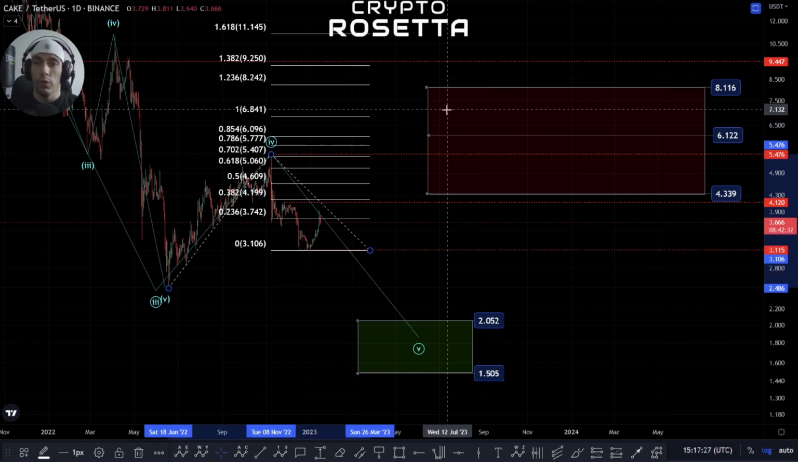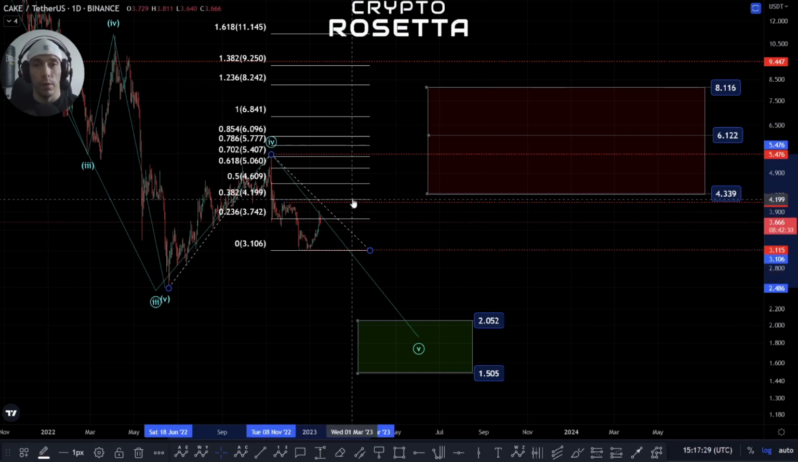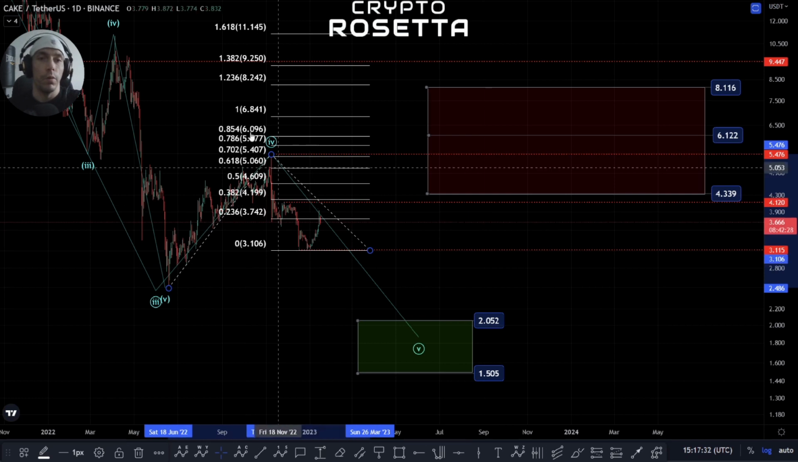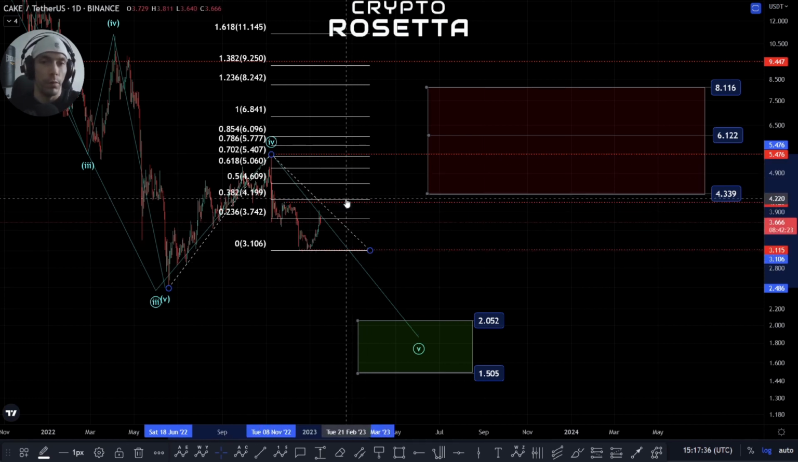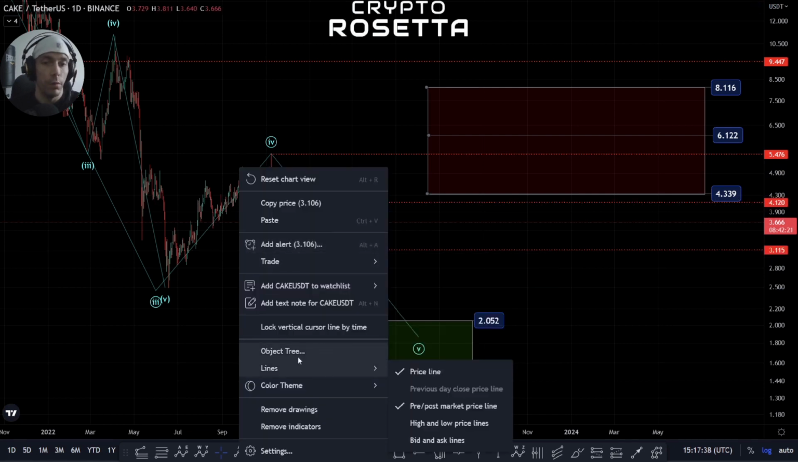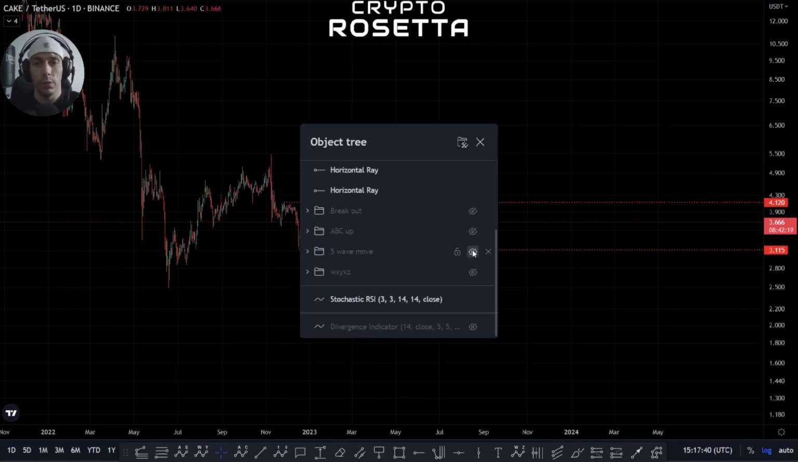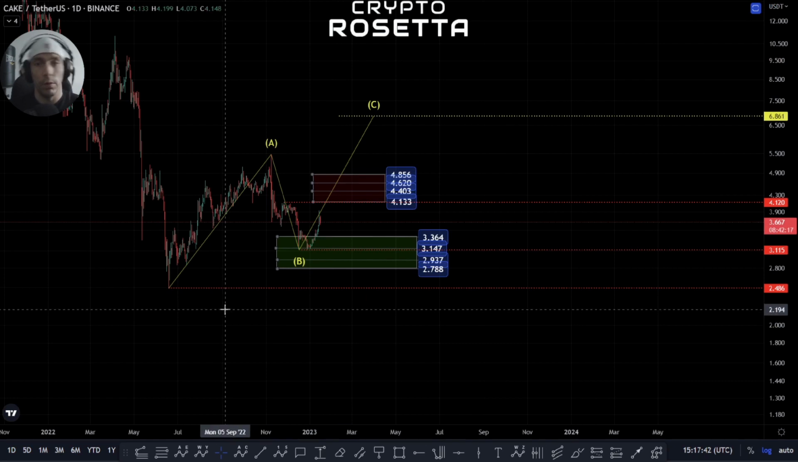If we do look to push up as an ABC pattern within this, though, it is also possible we could have more of a B wave to play out here. So there's a few things we've got to just give a bit of time to develop. If I switch over here, I'll show you what I'm talking about within this.